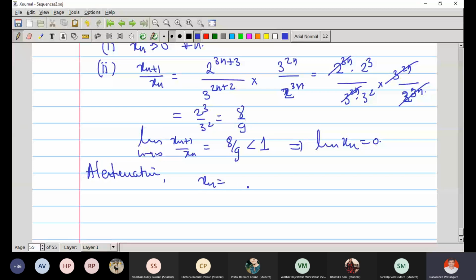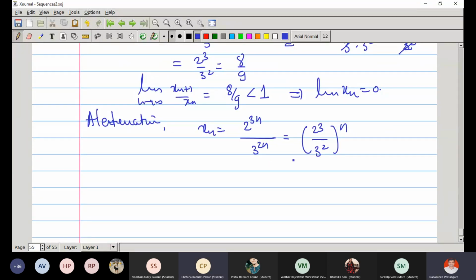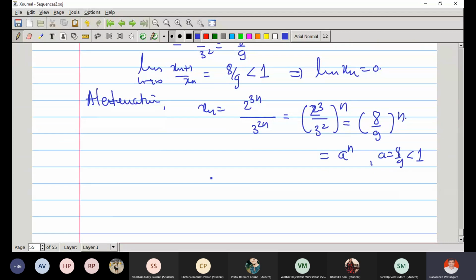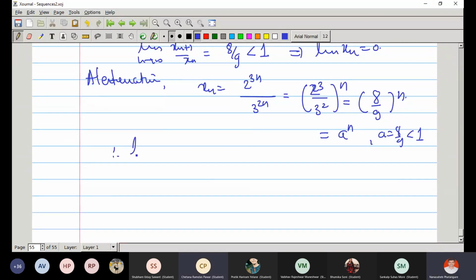Now, alternatively, what is my Xn? Xn is 2 raised to 3n divided by 3 raised to 2n. Now, actually, I can write it as 2 raised to 3 upon 3 raised to 2, whole raised to n. Is it correct? Yes, sir. Basically, it is 8 by 9 raised to n. This is a raised to n, and a is 8 by 9, which is less than 1. By the previous problem, the limit is 0, because a is less than 1 and it's a raised to n. So this is an alternative way you can look at it.